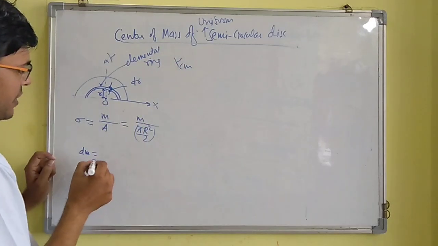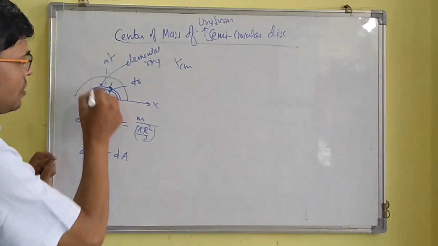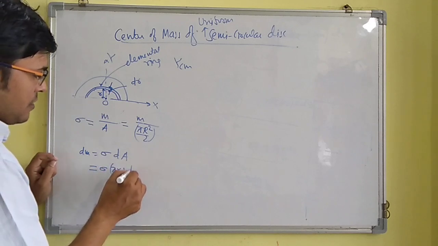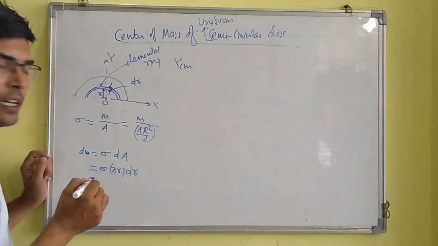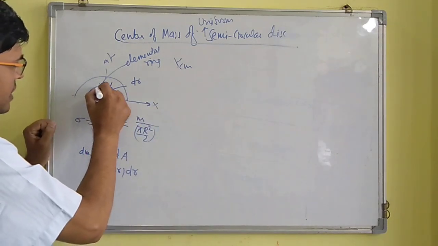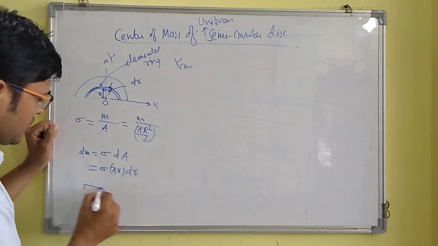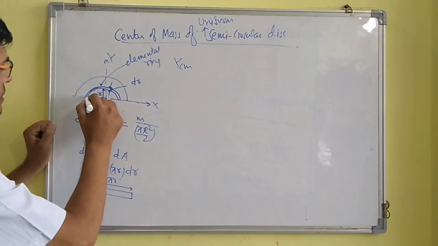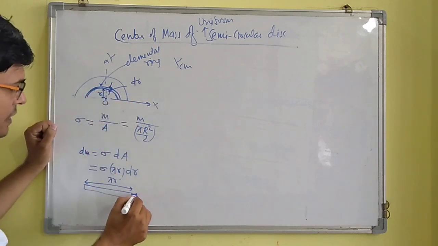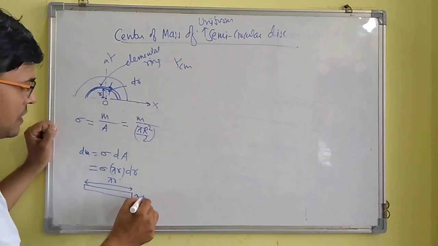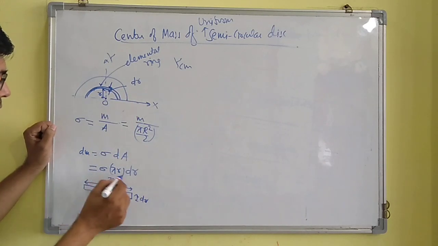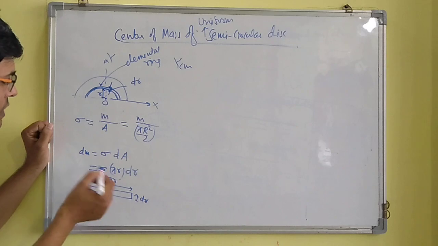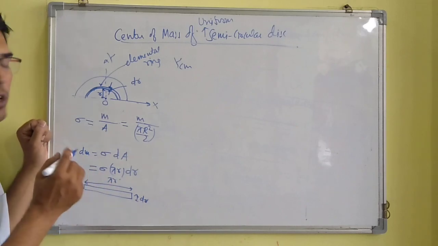Mass of this elemental ring will be sigma into differential area of this elemental ring. So this would be pi r into dr. Now how have we written this pi r into dr? If we straighten this semicircular part, the length of this semicircular part would be pi r, and this thickness would be dr. So we can write down simply area of this elemental ring as pi r into dr, and we simply multiply it with sigma, then we will get differential mass.